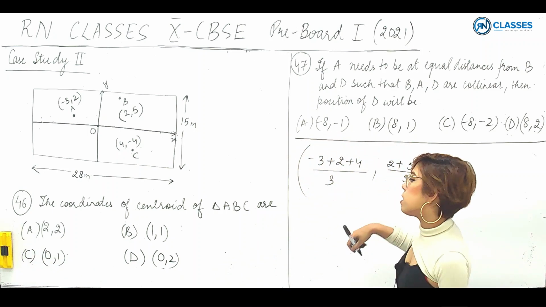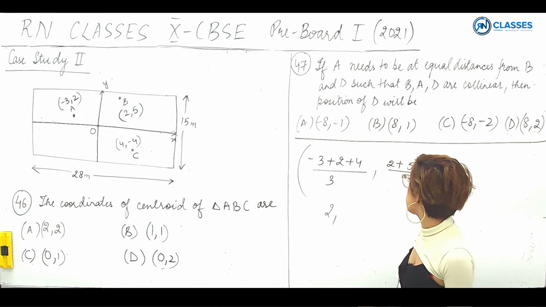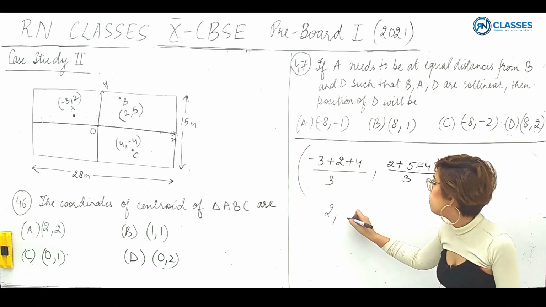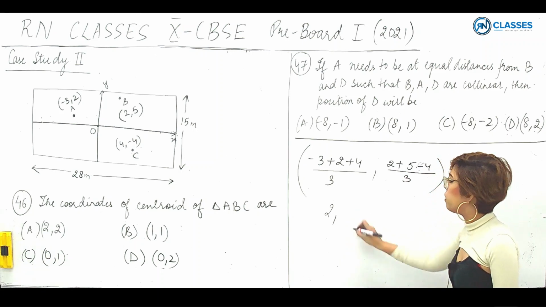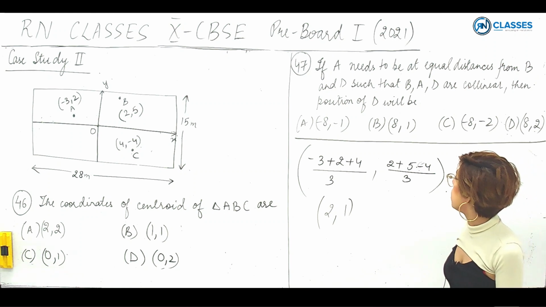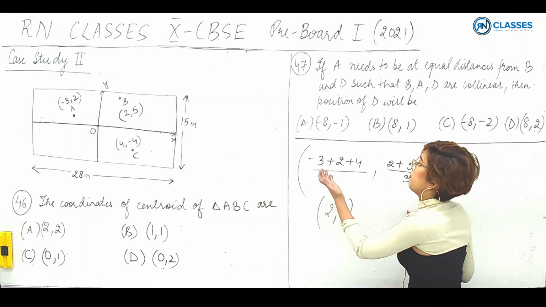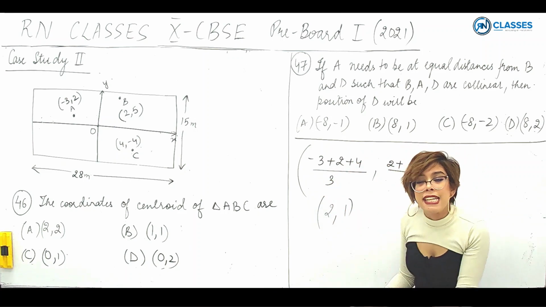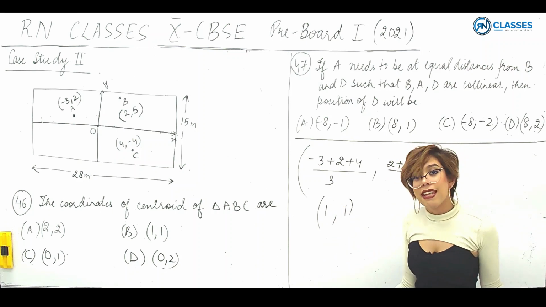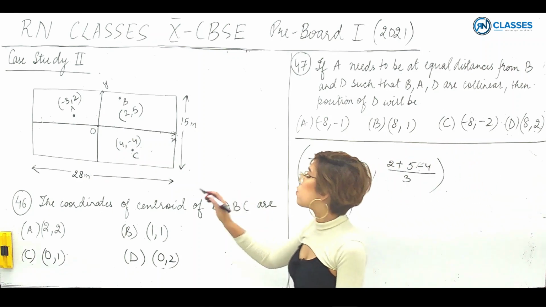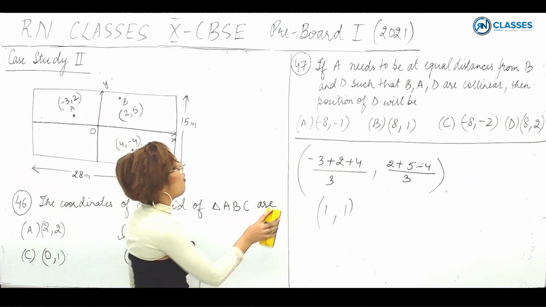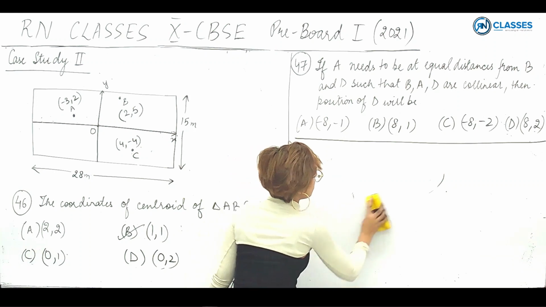Right? So this is what? 2, right? 6 by 3. And this is 7 minus 4, that is 3. So 2, 1. Maybe I have written the wrong option. Oh, no, my bad. It's -3 plus 6, so which is 3. 3 divided by 3, which is 1. So don't commit the errors that I just did. Right? So 1, 1 is the centroid of the triangle ABC. Done? Now, let's move on to question number 47.